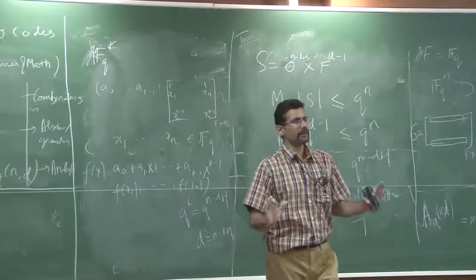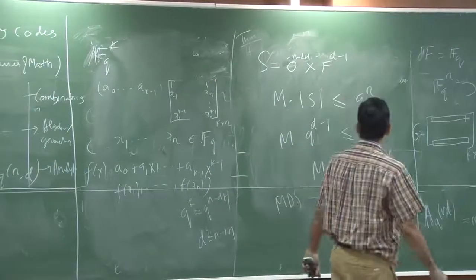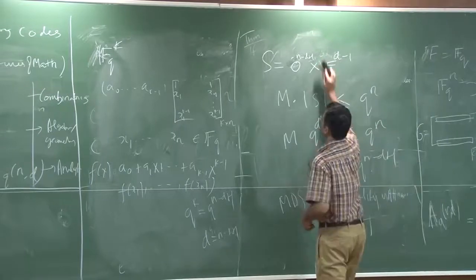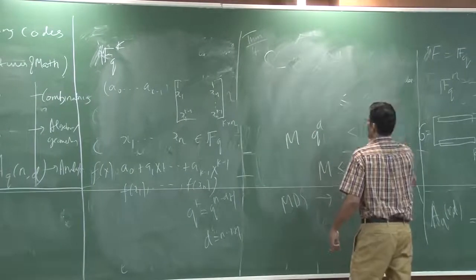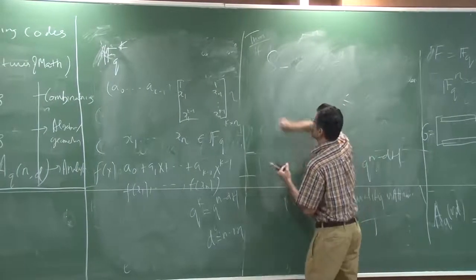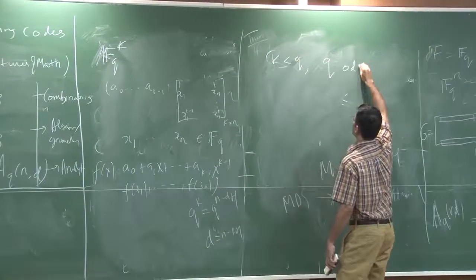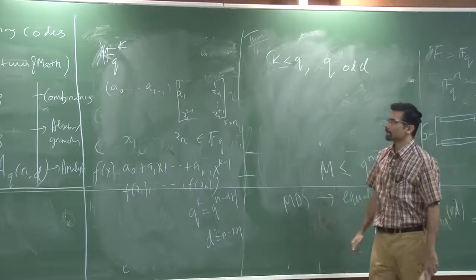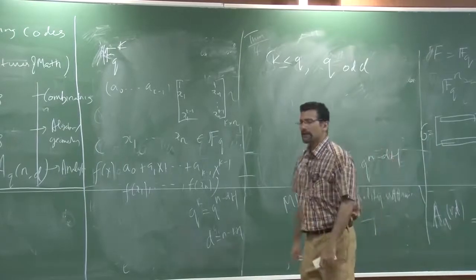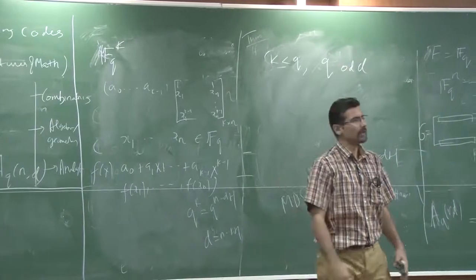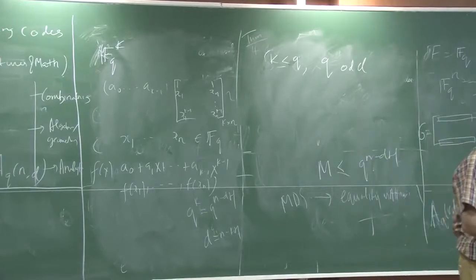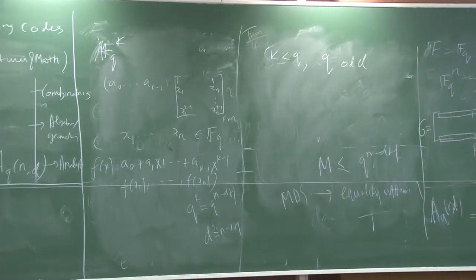Look at k by n matrices over a finite field. I will make it a little bit more precise. So let's assume k is less than q, and q is odd. Can you actually find k by n matrices such that any k columns are linearly independent? That is the question.